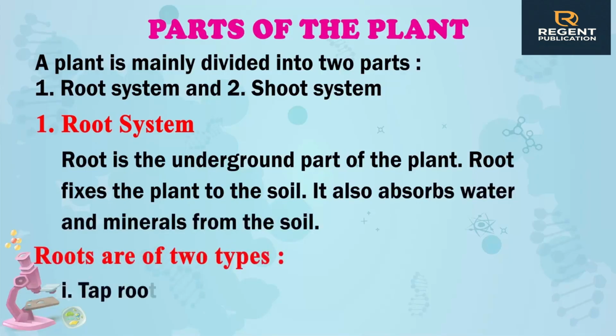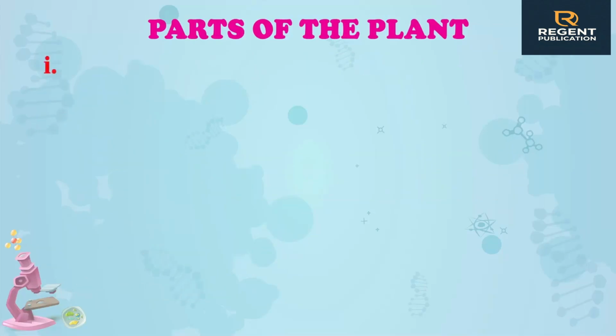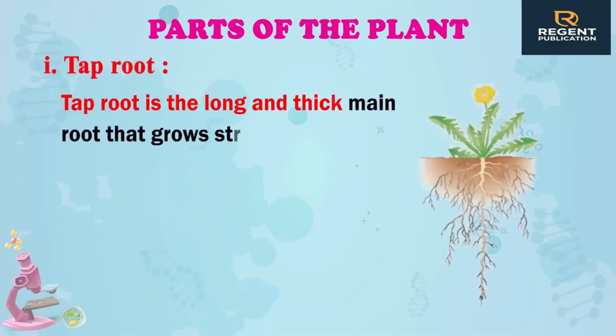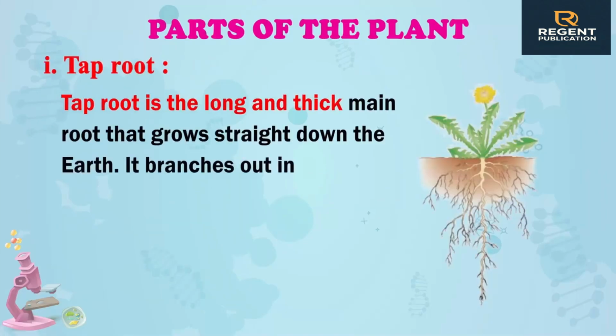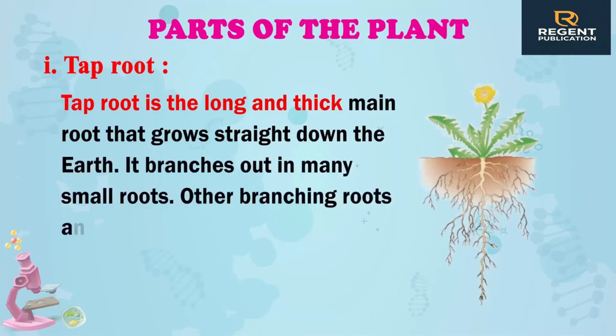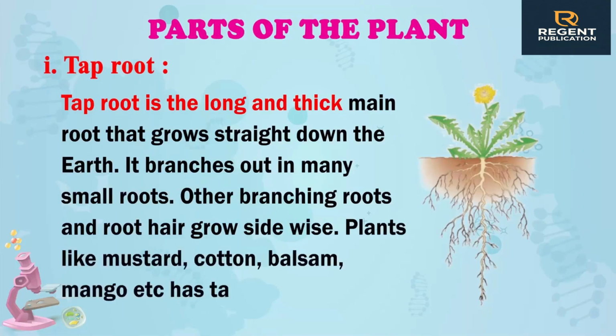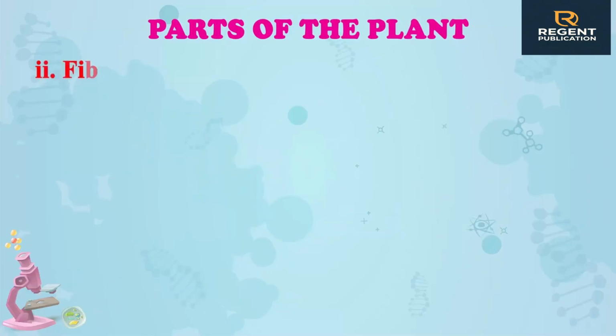Roots are of two types: taproot and fibrous root. Taproot. Taproot is a long and thick main root that grows straight down the earth. It branches out in many small roots. The branching roots and root hair grow sidewise. Plants like mustard, cotton, balsam, mango, etc. have tap roots.